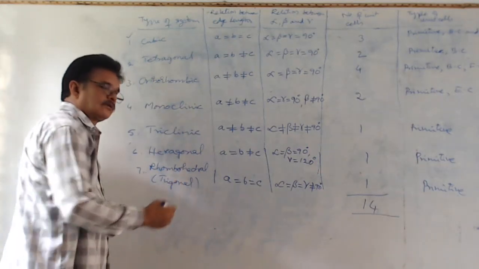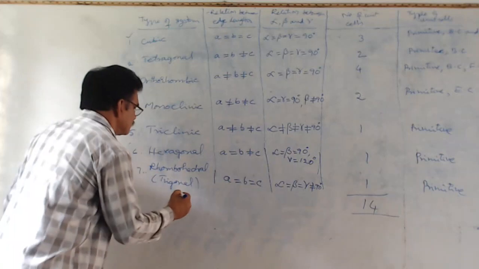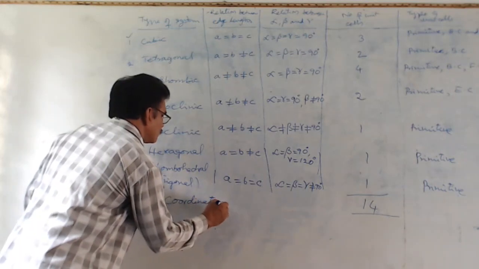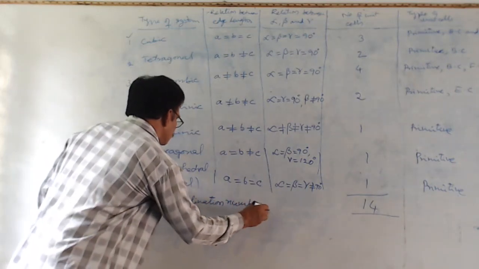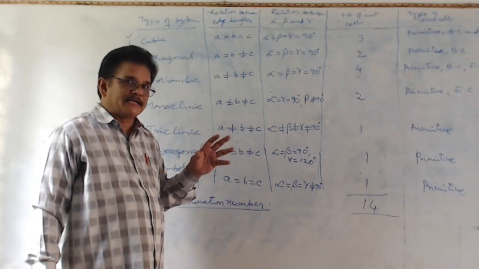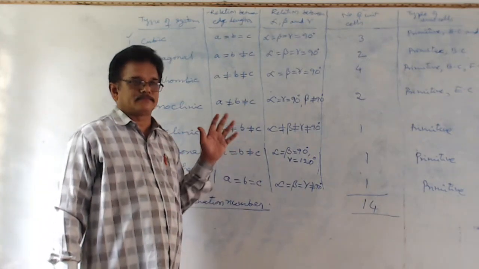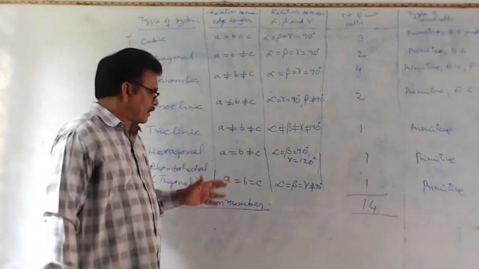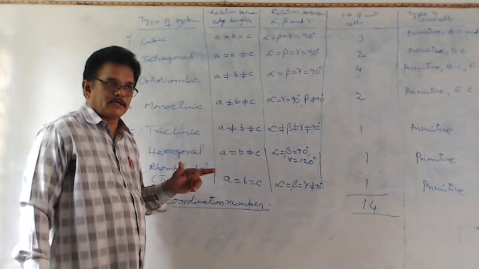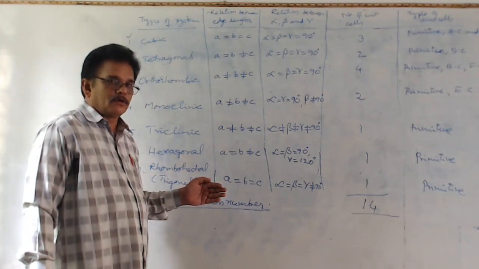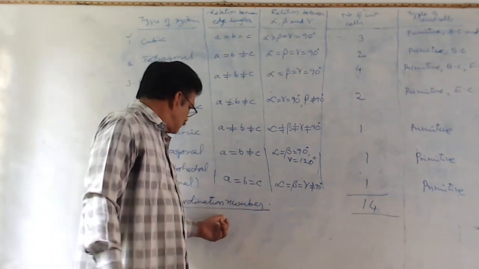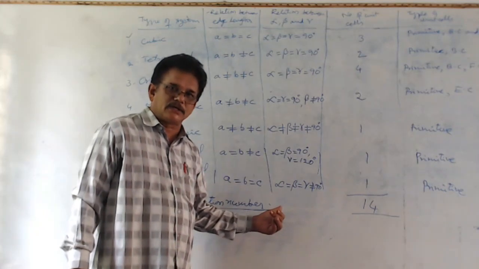The next topic that we have to discuss is coordination number. What is coordination number? It is the number of particles that surround a central atom, central particle. The number of particles that surround a central particle is called the coordination number. Based on this coordination number, we can conclude the structure of the unit cell.